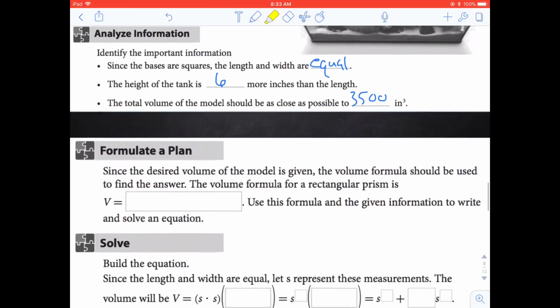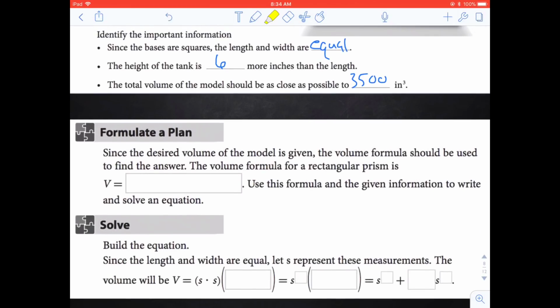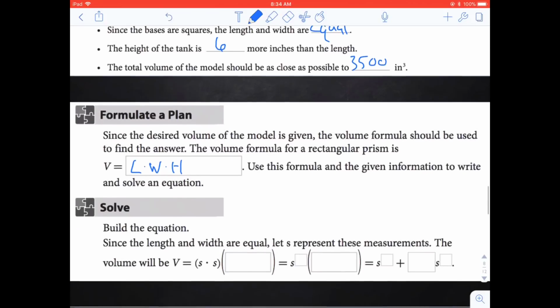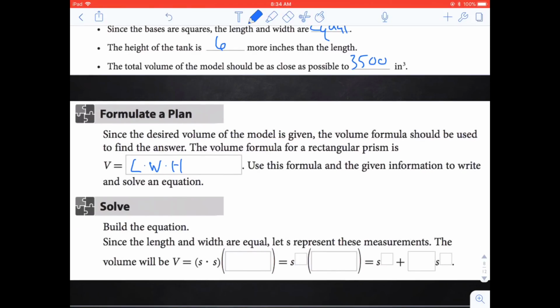Okay, so next we want to formulate a plan before we dive into this. Since the desired volume of the model is given, the volume formula should be used to find the answer. The volume formula for a rectangular prism, and we did this in semester 1, is the volume of a prism is length times width times height. So we're going to use this formula and the given information from previously to write and solve an equation.